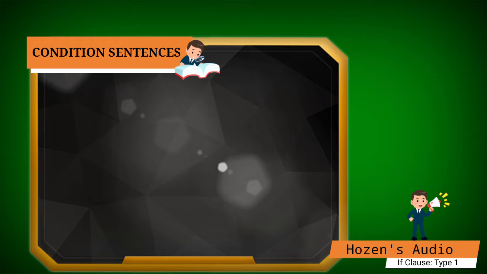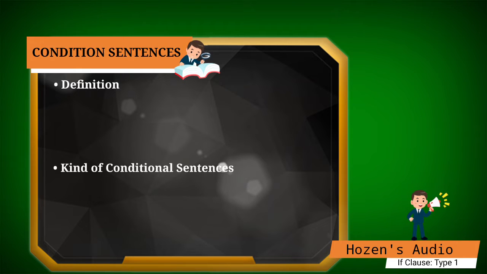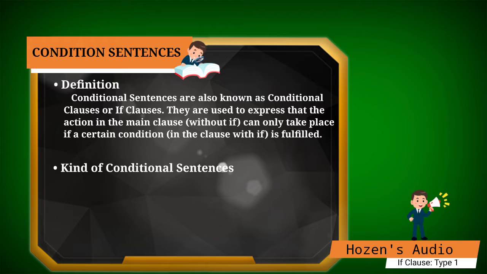First, I will explain the definition of conditional sentences, and then the kinds of conditional sentences. Conditional sentences are also known as conditional clauses or if clauses. They are used to express that the action in the main clause, or the clause without if, can only take place if a certain condition in the clause with if is fulfilled.